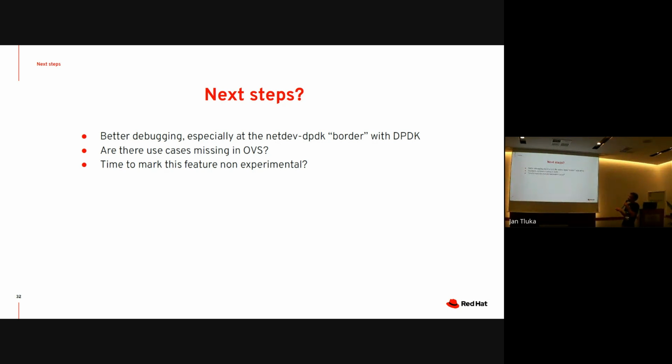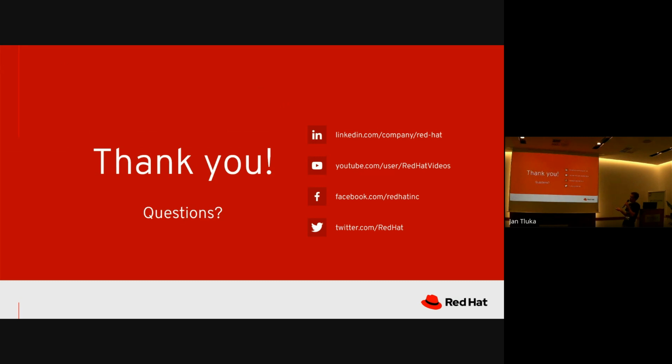Next step, I'm looking for inputs if you have more use cases on the TSO and checksum side, or if you have some missing stuff. And finally, do we mark this feature as non-experimental? It's been a long time. Honestly, for the API itself, since 3.6, I don't see anything to change. So it's open for discussion. And that's it.